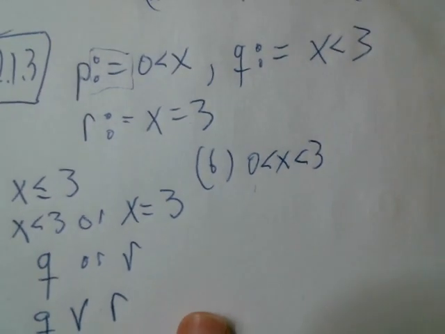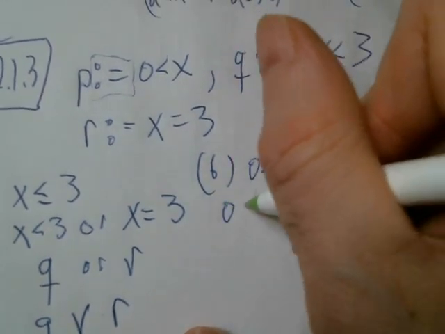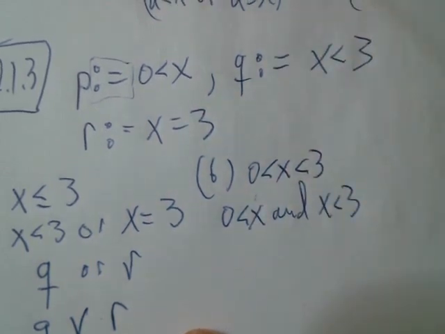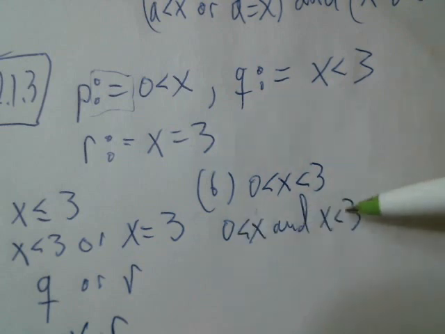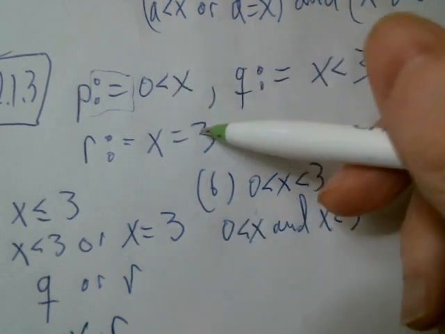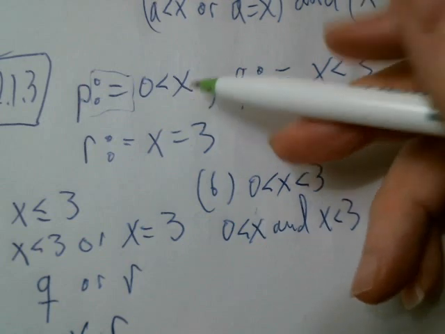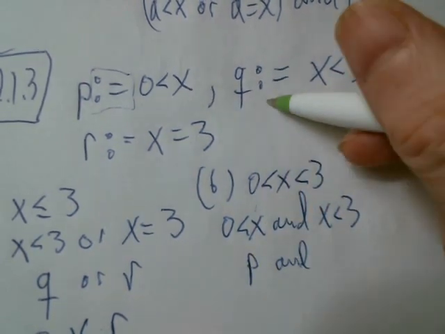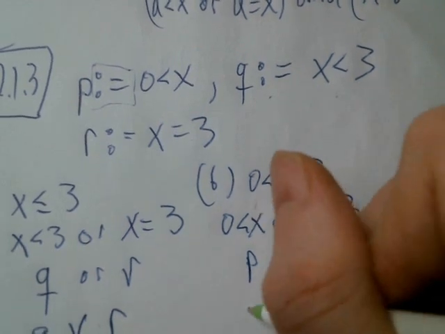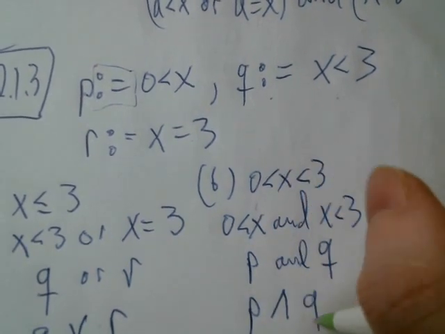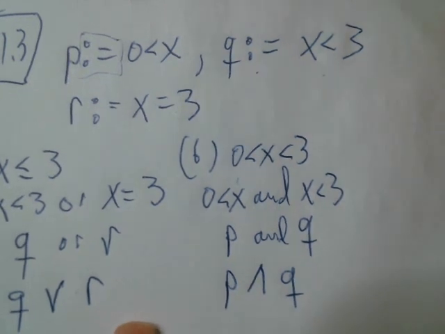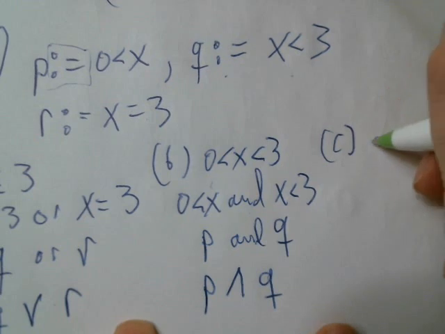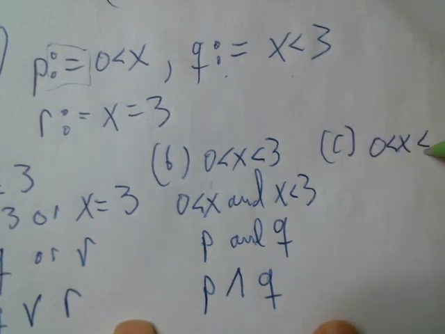Okay. So this is the and version. So this means 0 less than x and x less than 3. And then we could replace these with these variables. So 0 less than x is p, and x less than 3 is q. So we have p and q in our symbol version. Okay, one more. C, 0 less than x less than or equal to 3.